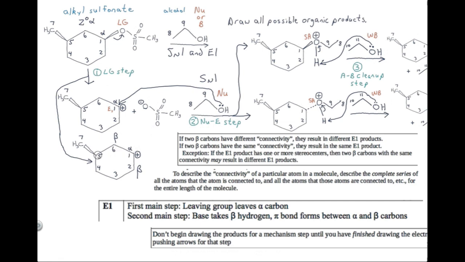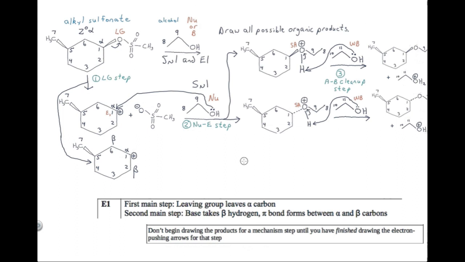Carbon 6 is attached to a carbon that's attached to a methyl group. Carbon 2 is attached to a carbon that's attached to a carbon that's attached to a carbon that's attached to a methyl group. That's a difference in connectivity. So we can trust that those two beta carbons will result in different E1 products. So we're going to have to draw an E1 mechanism both for beta carbon 2 and for beta carbon 6. Well, I'll start with beta carbon 6. So I'll erase that beta label for the time being.